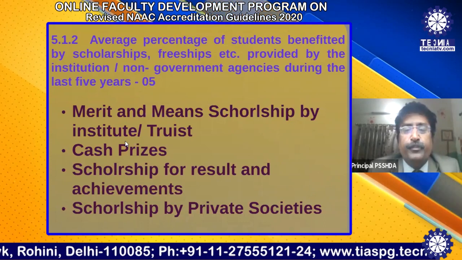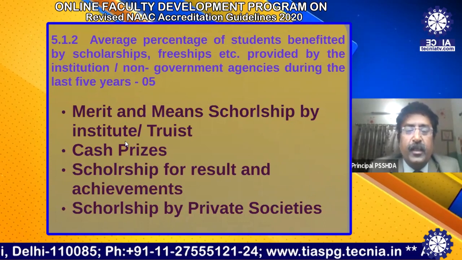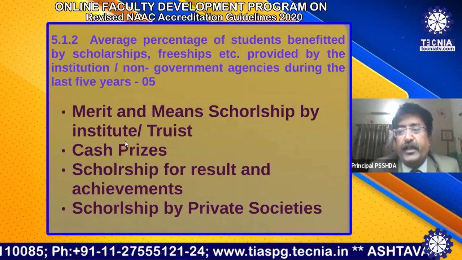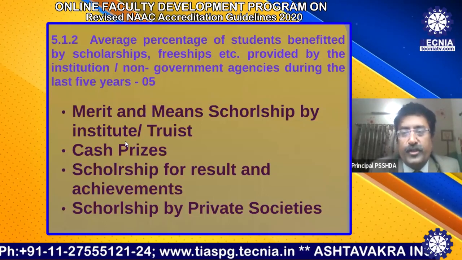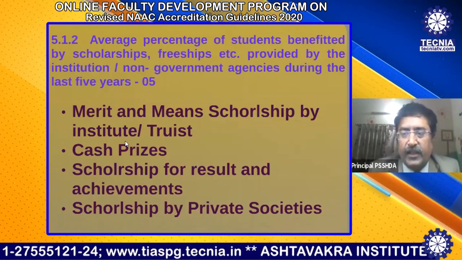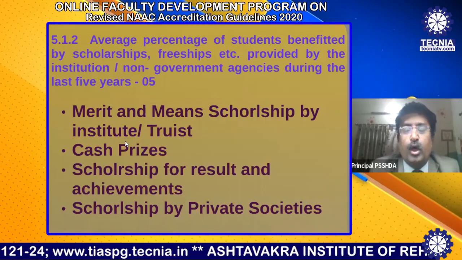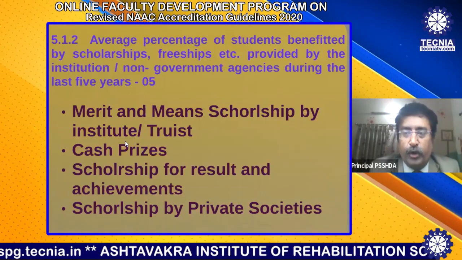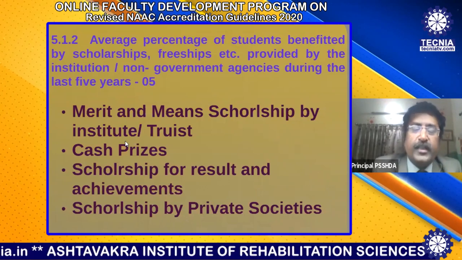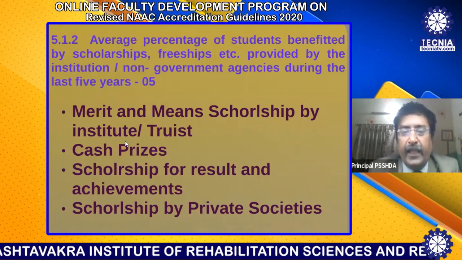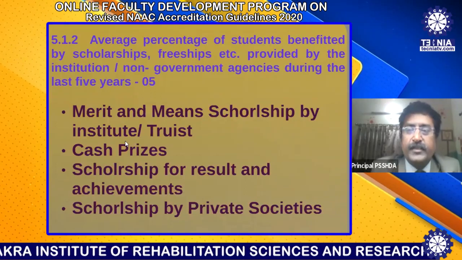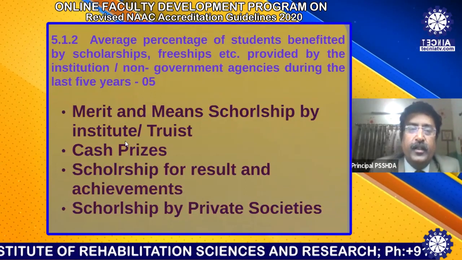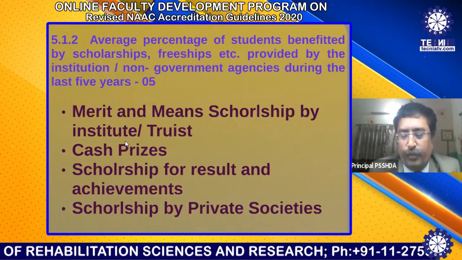For scholarships for various results and achievements, and scholarships by private societies, so NGOs or, say, Rotary Club or Lions Club or any trust, or if any of your alumni has given a donation for the students. All this kind of help and support will be considered under this criterion 5.1.2.